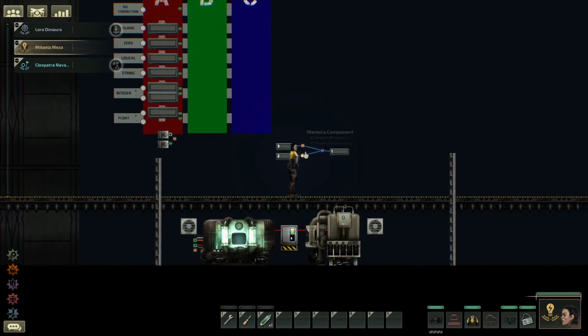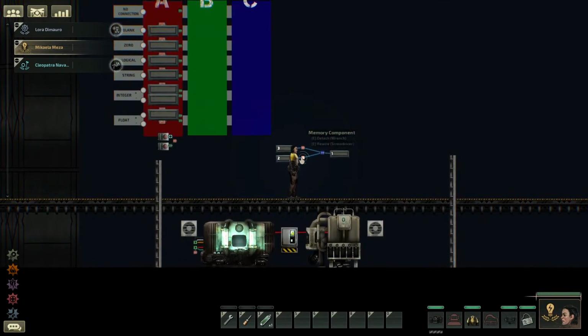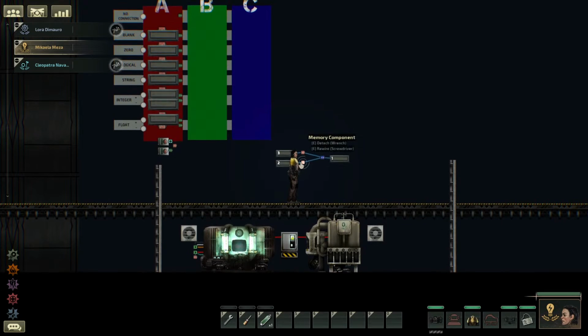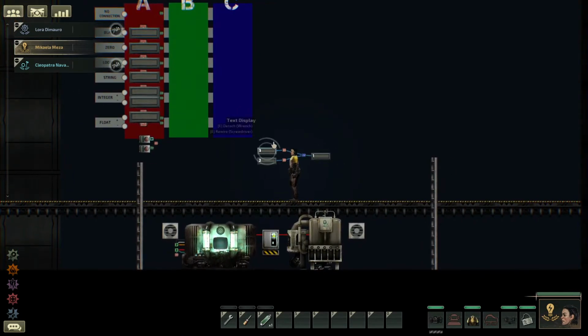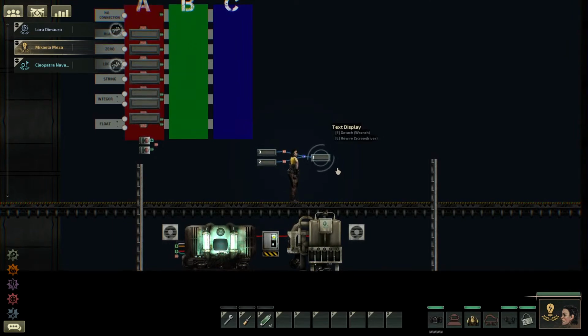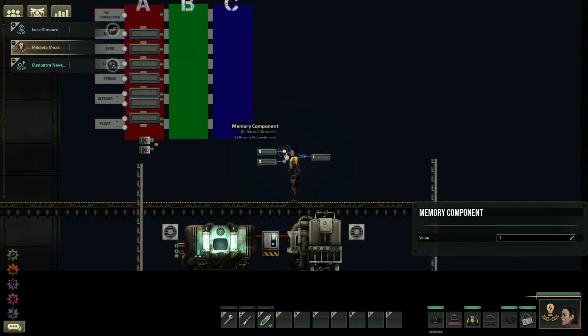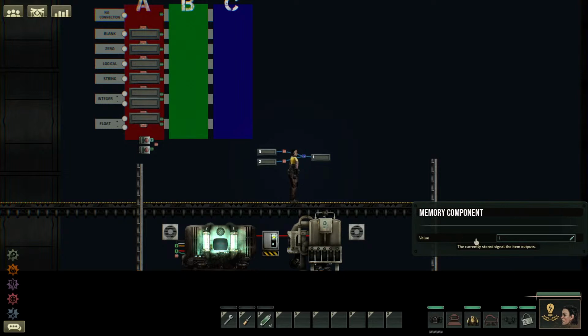So, 3 modulus 2. How many times does 2 go into 3 and what's left over? That's basically what it is. So if we say 9 mod 2, it's still 1, because 2 goes into 9 four times, and what's left is a 1.